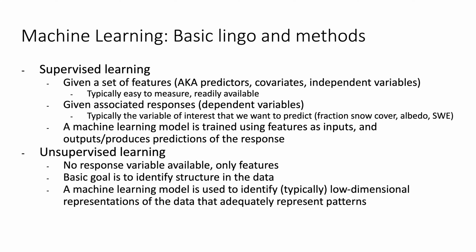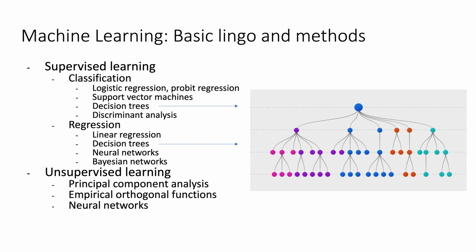There are also unsupervised learning techniques which do not have a model response, but are used to identify structure and patterns in the data. Supervised learning is basically used for 2 things, classification and regression. For classification, logistic and probit regression are used, as well as support vector machines, decision trees, and discriminant analysis. The goal is to put everything in a class. Is it this or is it that? Regression methods use linear regression, decision trees, neural networks, and Bayesian networks. I'll return to decision trees shortly as we use these. Unsupervised learning, in contrast, uses principal component analysis, empirical orthogonal functions, and neural networks.